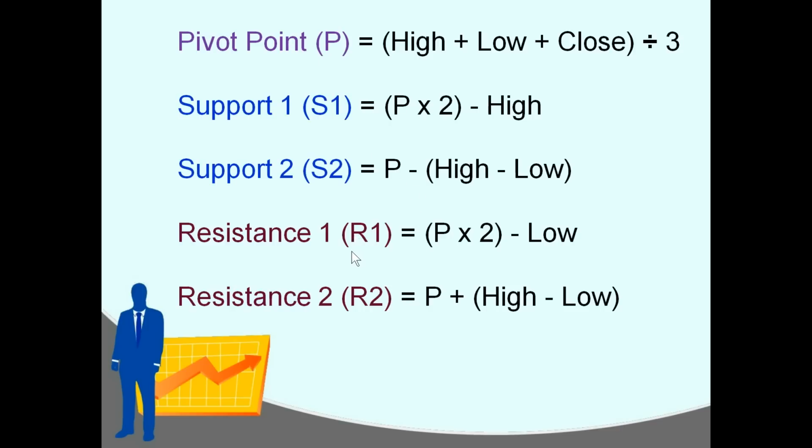Now you want to get your resistance 1 and resistance 2. So to get R1, resistance 1, you take the pivot point that you calculated earlier, multiply by 2, and then subtract the low price of the previous trading day. And then finally, to get R2, your second resistance, you want to do what's in parentheses first, so take the high minus the low of the previous trading day, okay, and then add that number to P, the pivot point that you calculated earlier. I know that seems like a lot of work, but that's how you do it.